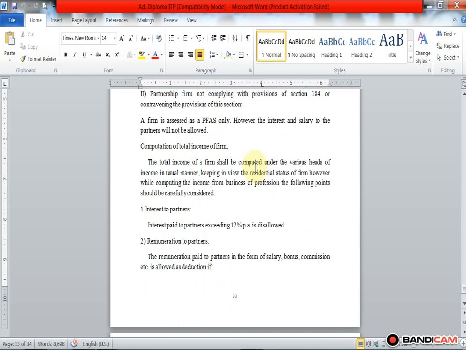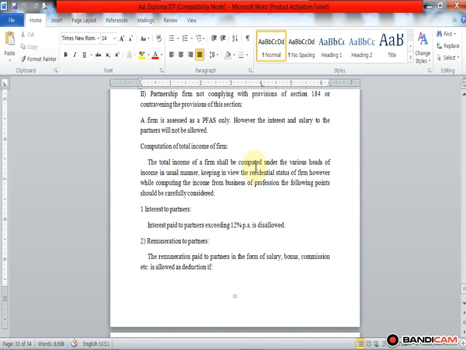The total income of a firm shall be computed under the various heads of income in the usual manner, keeping in view the residential status of the firm. However, while computing the income from business or profession, the following points should be carefully considered. If the firm cannot comply with the provisions of 184, and cannot satisfy the above discussed conditions of PFAS, then the firm will compute its total taxable income of the business or profession. But some points should be taken into consideration while computing the total taxable income of the partnership firm.